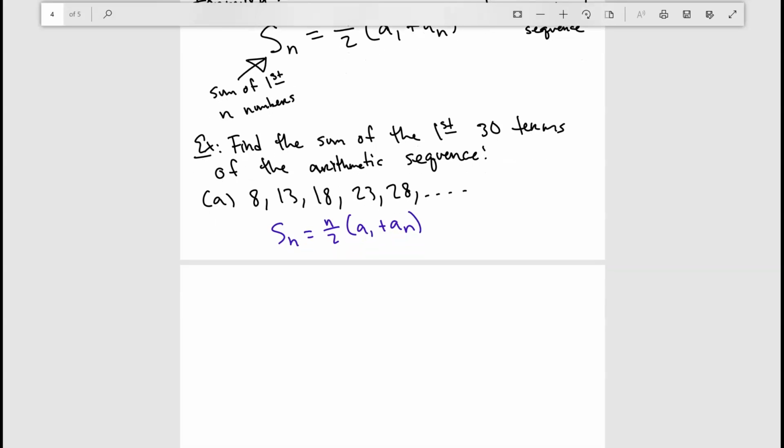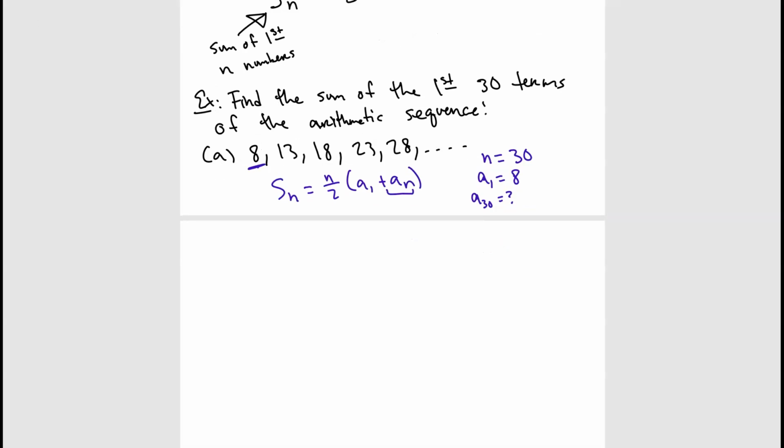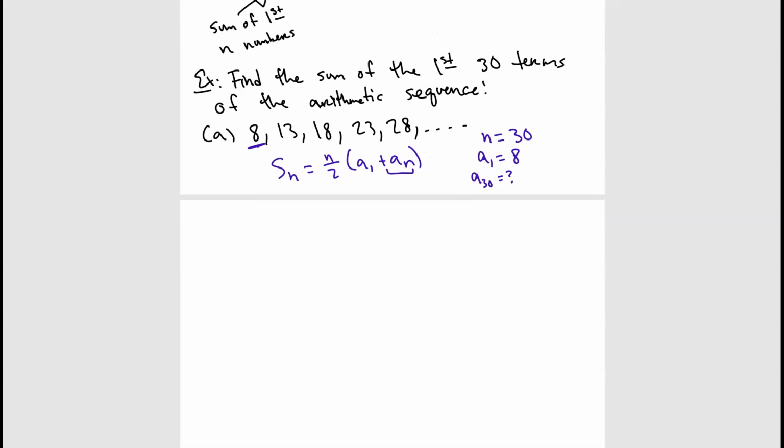Now, what is n in this case? n is just 30, because that's the first 30 terms. a1 is the first term, which is 8. All we need to figure out is what an is. Since n is 30, we need to figure out the 30th term. Once we have a30, we're ready to plug everything in.